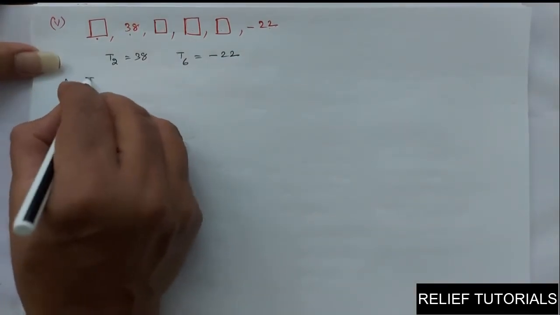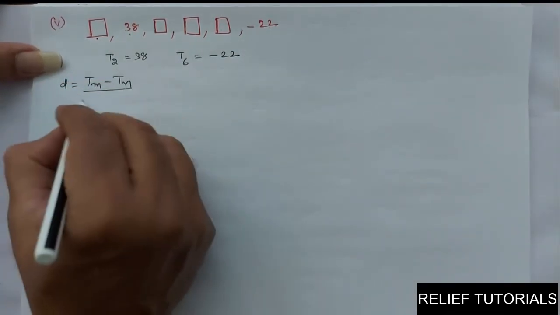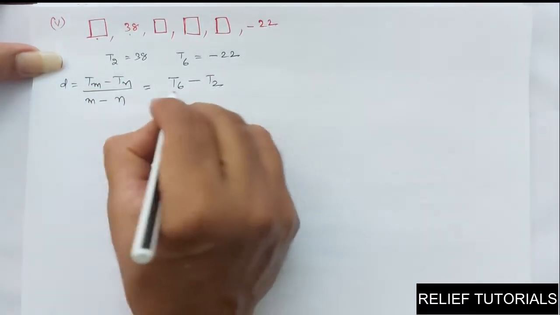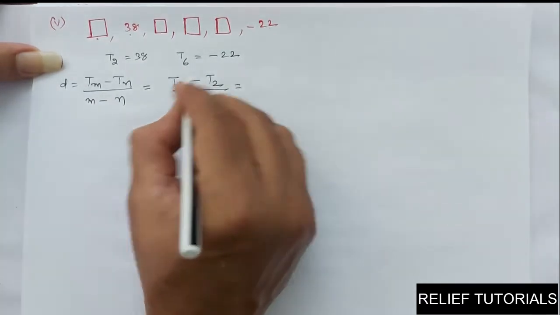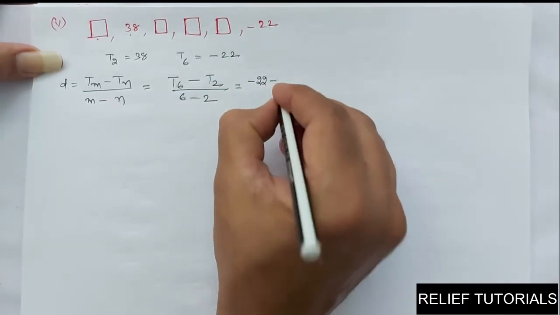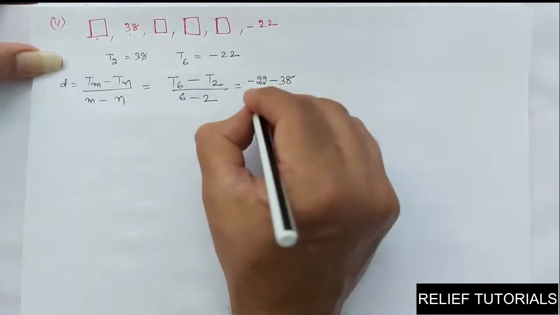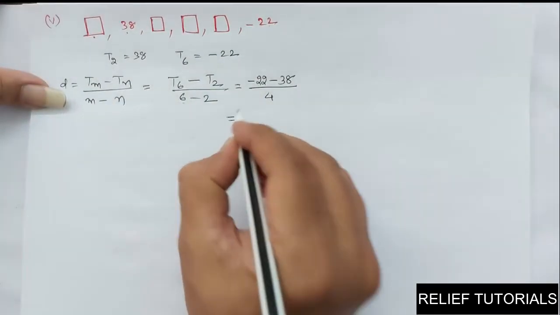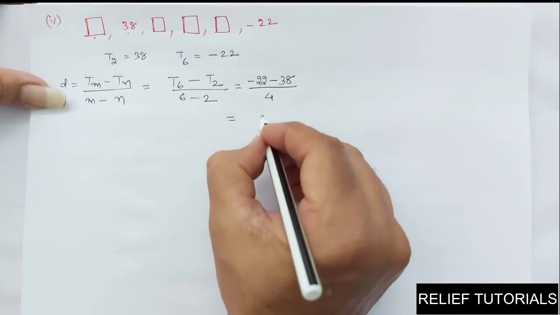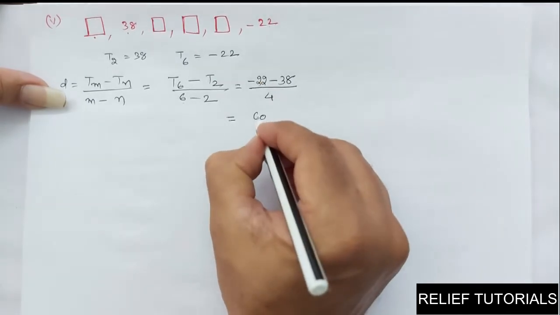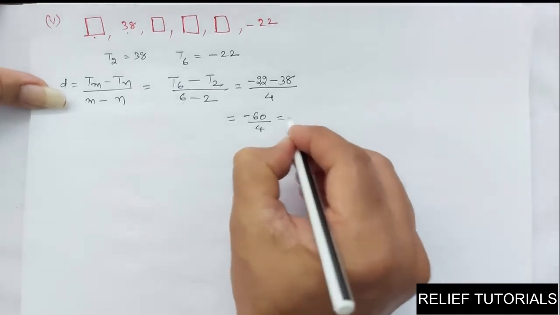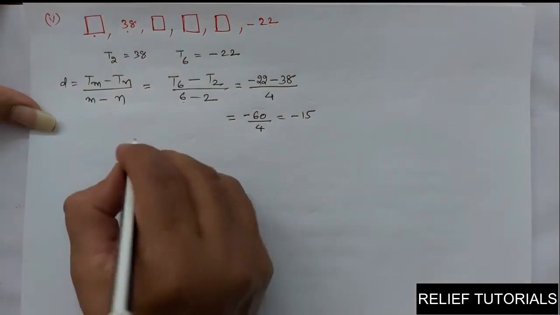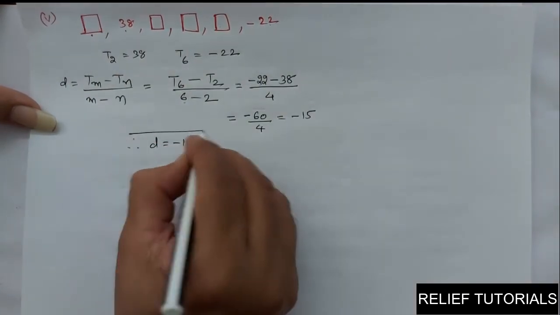D is equal to Tm minus Tn upon m minus n. So Tm, I can say T6, minus T2, upon 6 minus 2. T6 is minus 22 minus T2, which is 38, upon 6 minus 2, that is 4. Clear? So what you will get here? Minus 22 minus 38 is minus 60, upon 4. So that is equal to minus 15. So we got the difference. The difference is equal to minus 15.